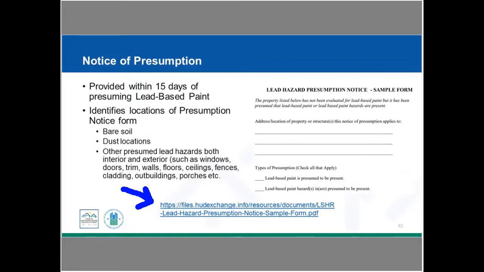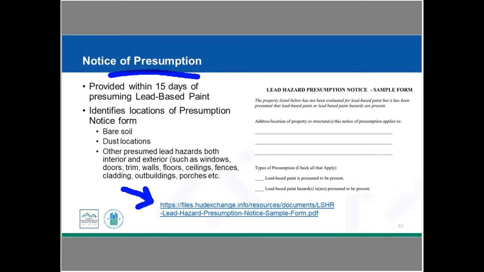But if you are doing presumption, you have to provide this notice within 15 days of you deciding you're going to do presumption. Because people always say, well, when does that time clock start? Well, if you decide to do presumption on that day, 15 days after that, you need to provide this notice of presumption to the owners. And it's going to identify the location of presumption. And then you also need to be looking at the bare soil, the dust location, and other presumed hazards, both interior and exterior, such as windows, walls, outbuildings, porches, that type of thing. And so this is for presumption.